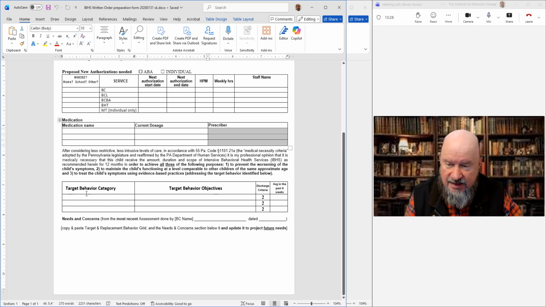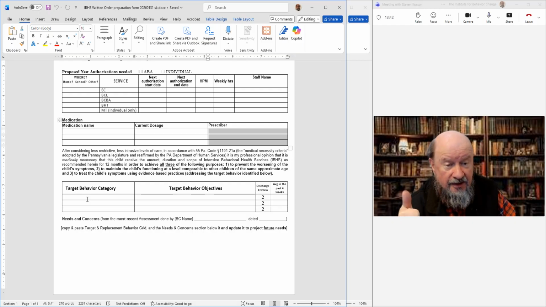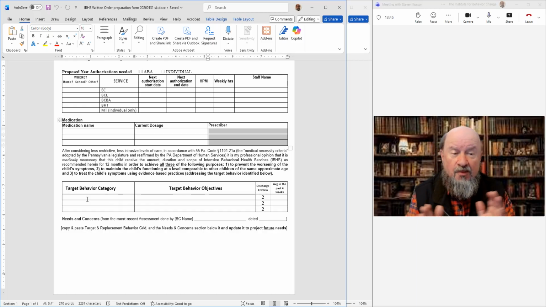Then we get into this section. We're talking about the target behavior, and in here you're going to have one of 5 categories. The very first one should be physical aggression. If that is part of the kid's behavioral repertoire, put that in the number 1 slot. And remember, physical aggression is hostile activity intended to hurt a person. If a kid throws a chair and it bounces off the wall, that's not physical aggression. That's property destruction. It's lack of impulse control.